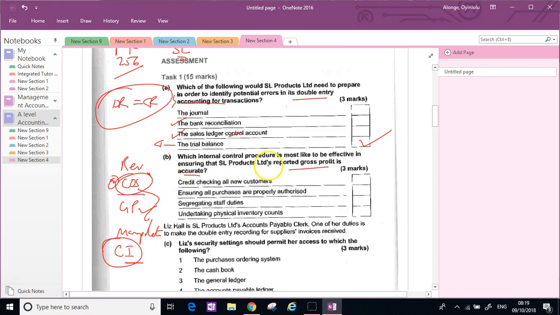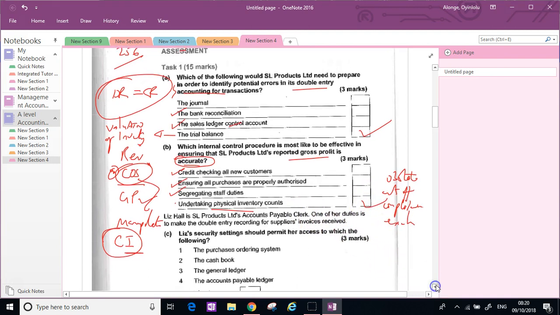So here, credit checking new customers, in and of itself, will not tell us. The issue here is the accuracy of gross profit, so the number. All of these are good controls for just the system itself, just different systems. But really, undertaking the physical inventory count, the aim here is to verify the valuation of inventory. We are trying to value inventory, and it's a very contentious balance, isn't it? Simply because we have obsolescence, we have cut-off issues, and we have the issue of completeness and existence that we're thinking about. So the answer here is undertaking physical inventory.